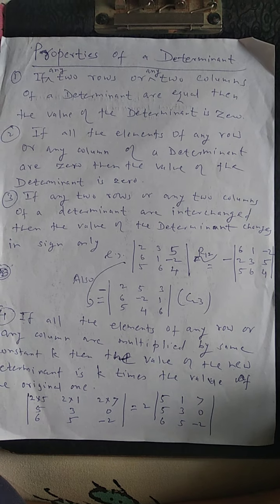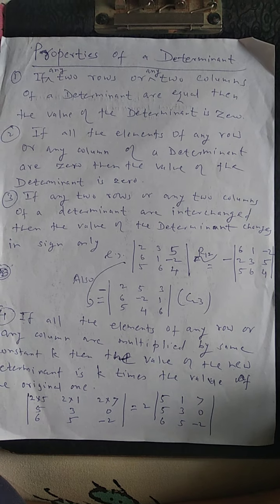The second property is, if all the elements of any row or any column of a determinant are 0, then the value of the determinant is 0. So this is a very simple property. You can verify. Take any row, all the elements of any row 0, or all the elements of any column 0, and then see what is the value of the determinant. It automatically comes out to be 0.